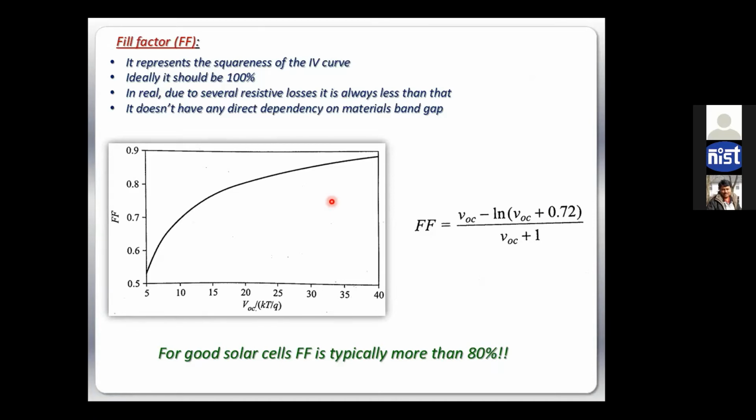So interface and the resistance play a crucial role, not the material band gap and all these things, right? So ideally we are supposed to get 100% fill factor. This is a perfect square shape, but I showed in the previous class that due to various factors we never got the IV curve like a square curve, rather it becomes parabolic and exponential.